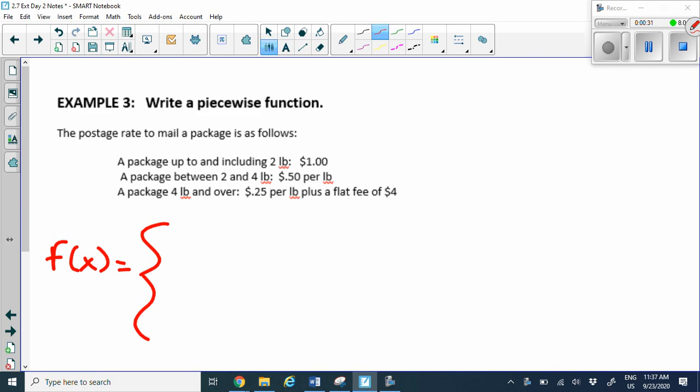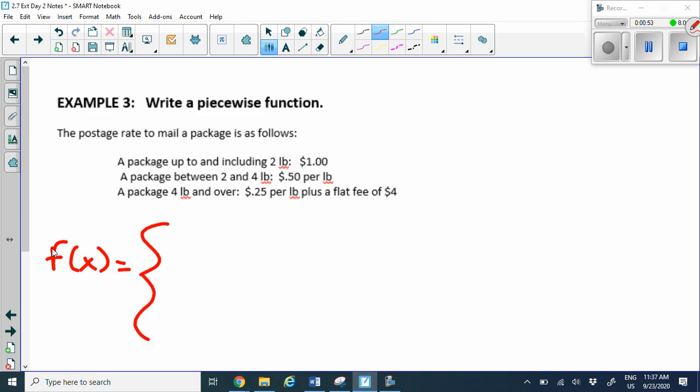So a package up to and including 2 pounds, that's just $1. A package between 2 and 4 pounds, that's 50 cents per pound. And then a package 4 pounds and over, it's 25 cents per pound plus a flat fee of $4. Okay, now what we need to figure out is what is going to be our restrictions and what is going to be our equation.